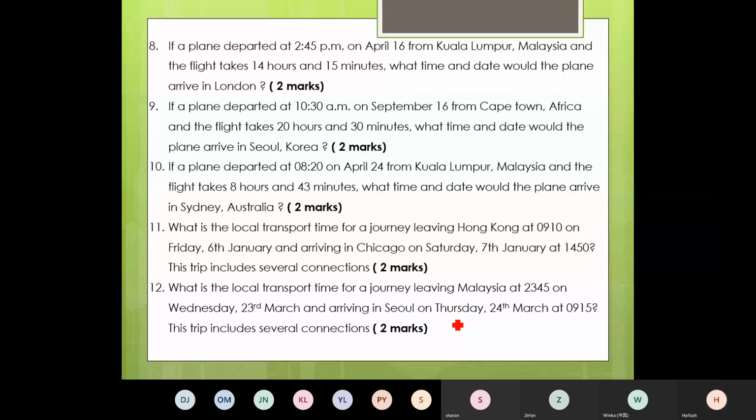Okay, so number 10. What is the answer? Miss, Sydney, one GMT is 8 or 10? 10, okay. Seven o'clock, 3 minutes PM.